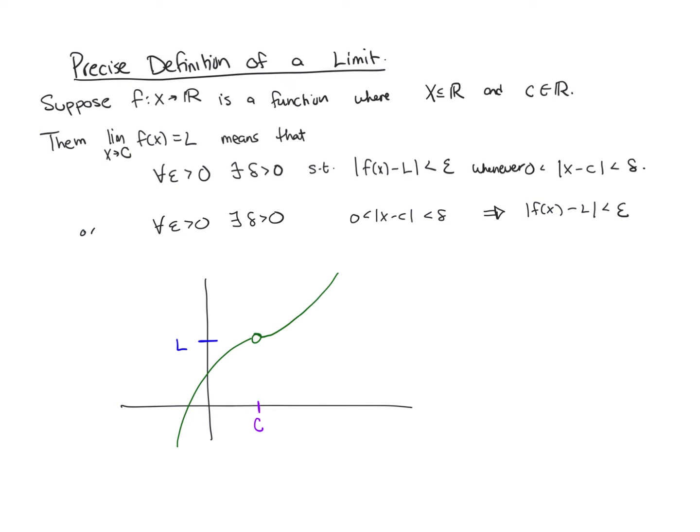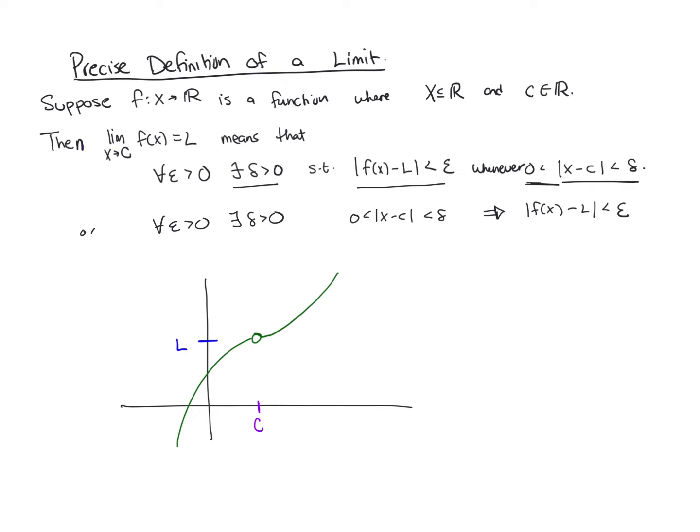So again, our precise definition of limit in general now is: if we have a function f from X to R, where X is a subset of the real numbers and c is some real number, then the limit as x goes to c of f of x is equal to L if for every epsilon greater than 0, there exists some delta greater than 0, such that the distance from f of x to L is less than epsilon whenever the distance from x to c is less than delta.